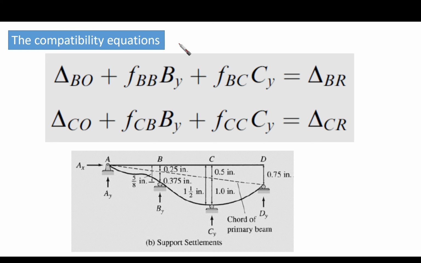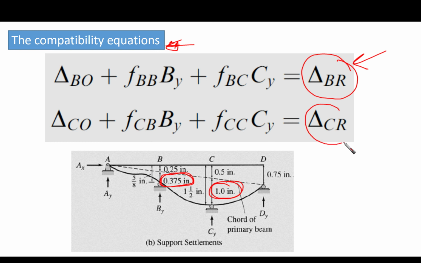The Compatibility Equation, as you can see here. So now we are going to talk about point B. The first Compatibility Equation for point B. Remember that our relative support settlement is going to be minus 0.375. So here delta BR is supposed to have this value. And for point C, the second Compatibility Equation, the right hand side is going to be delta CR, which is this value.